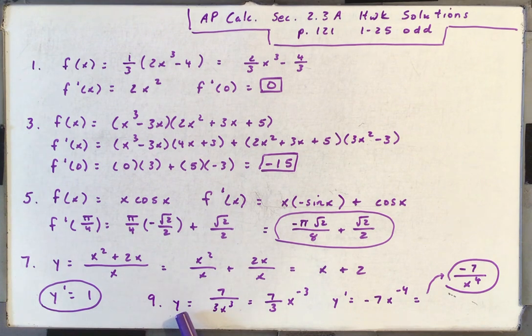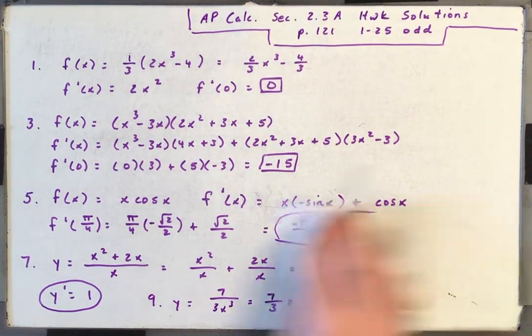And then number 9, we have y is equal to 7 over 3x cubed. I'm going to rewrite that as 7/3 x to the minus 3. Bring that x cubed up a level. And then taking the derivative using the power rule, negative 3 times 7/3 would give you negative 7. Subtract 1 from negative 3. Negative 7x to the negative 4. We're going to rewrite that with a positive exponent. That'd be negative 7 over x to the 4th. All right, let me erase here, and we'll move on to number 11.